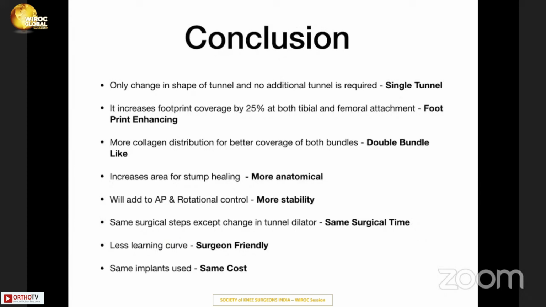So in conclusion, I feel this is a single tunnel, so you have no detrimental effects of a double bundle. Only the shape of the tunnel changes and no additional tunnel is required. It increases the footprint by nearly 25%, so it is footprint enhancing. More collagen distribution gives better coverage of both the bundles, hence double bundle like, not exactly double bundle. And it's more anatomical because it increases the stump healing area and will add more rotational stability as well, because we are creating more of a PL bundle, so more stable.